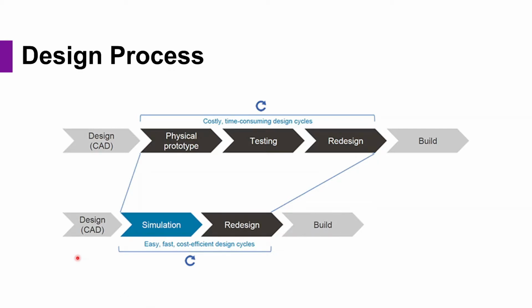With computer-aided engineering, you are able to use the computer-aided design geometry, the part you have, and make a virtual simulation through the software. Using computer-aided engineering is easier, faster, and a much more cost-efficient design cycle, because I would be able to replicate those kinds of scenarios virtually using a computer and analyze my model.